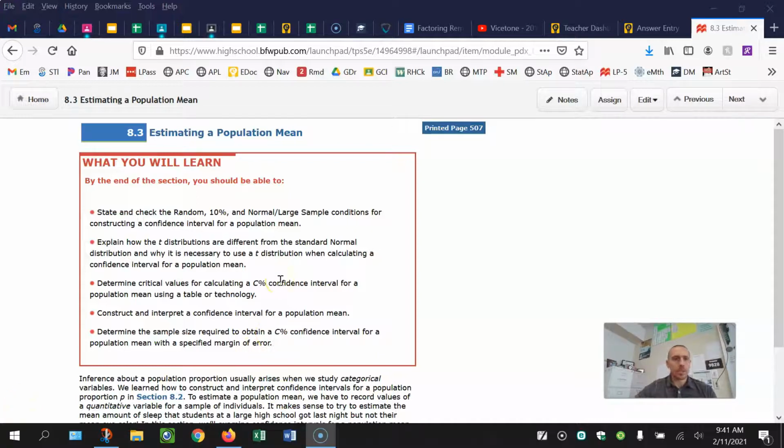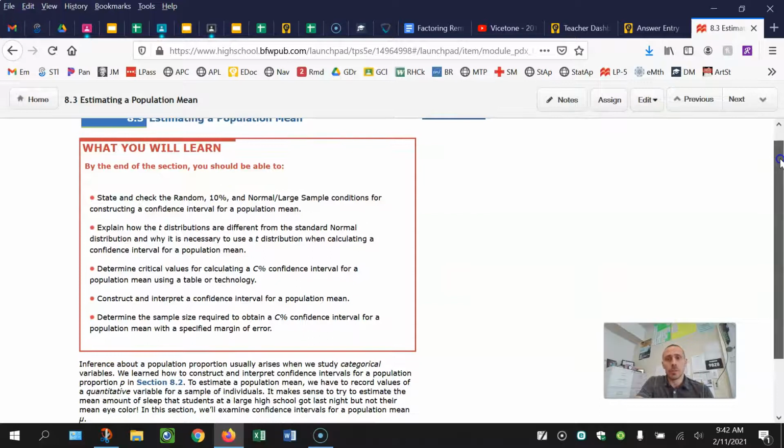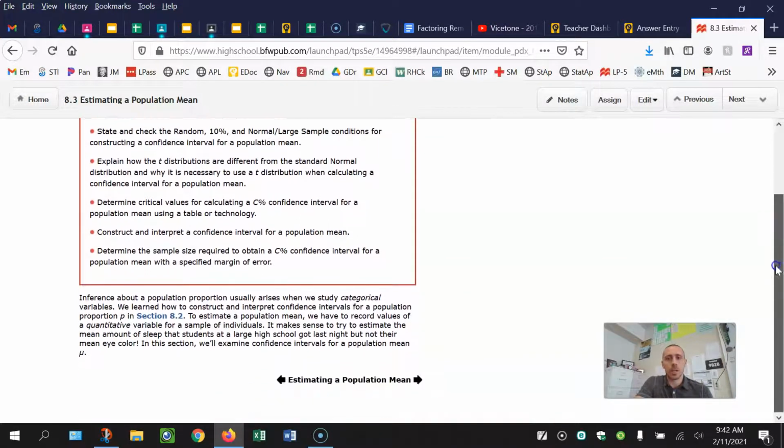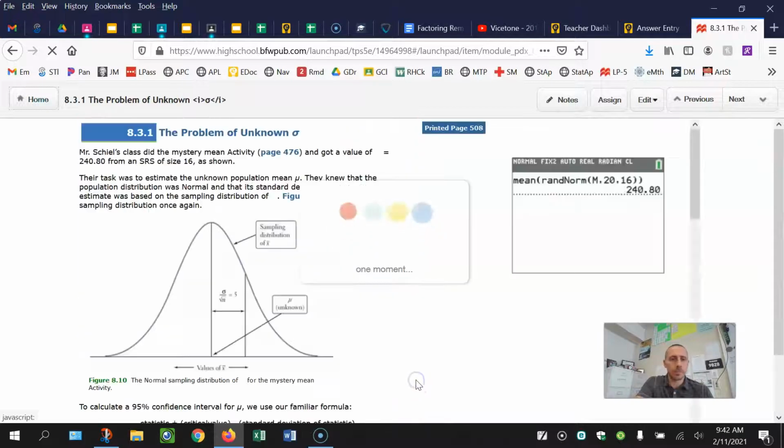Hello, statisticians. In this video, I'm going to cover section 8.3, where we get into estimating a population mean. What we're going to see here is checking the random and 10% conditions, and not the large counts condition, but something else because we're dealing with a quantitative variable. We're going to introduce a whole different type of distribution, and then we're going to get into the four-step process for creating a confidence interval for a mean.